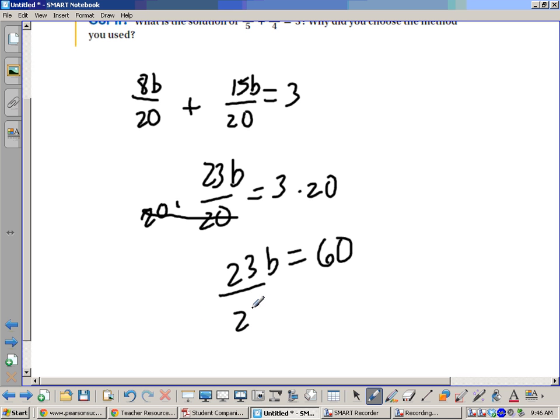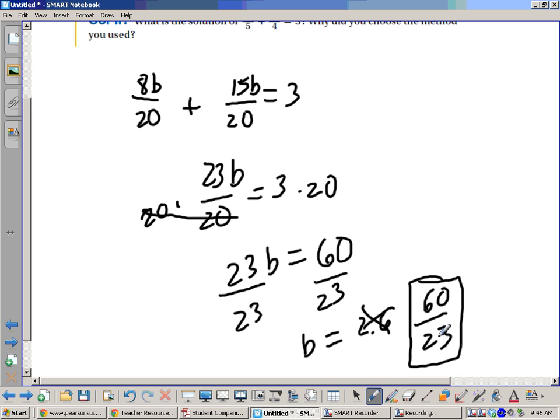Then we can divide by 23 and get b equals, so we're going to get a decimal here, 2.6, but I don't want decimals, so we're just going to leave this as a fraction. So we're going to leave it as 60 over 23. Rather than have a decimal answer, we're going to leave it as a fraction. You can take that 60 over 23 and simplify that into a mixed number if you want, or keep it as an improper fraction. Either way is acceptable.